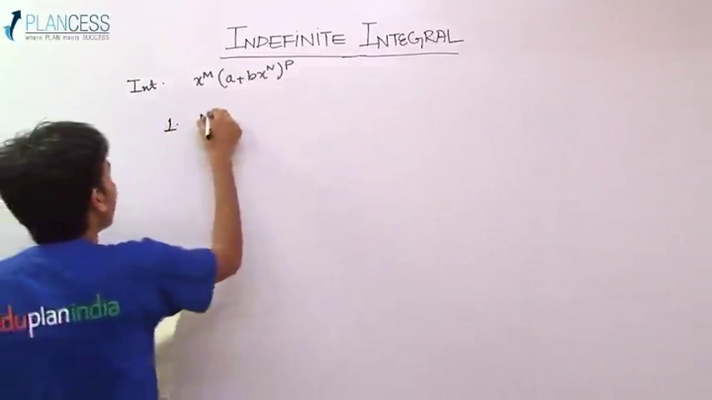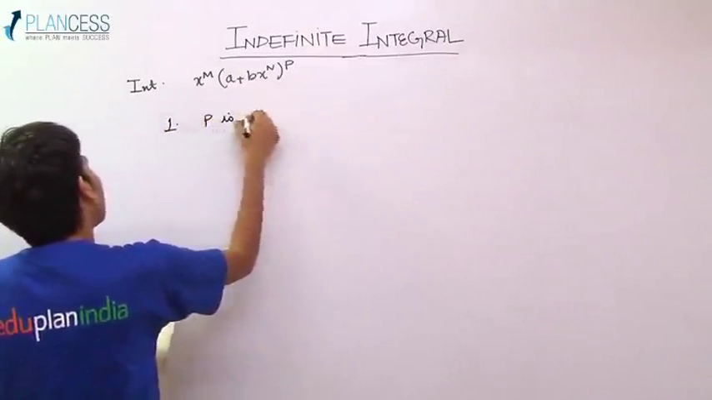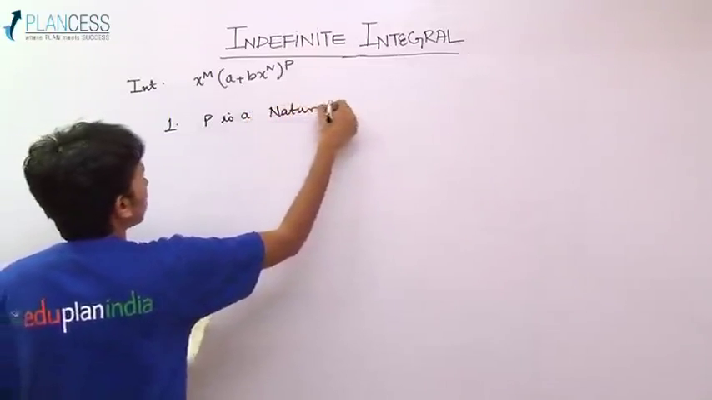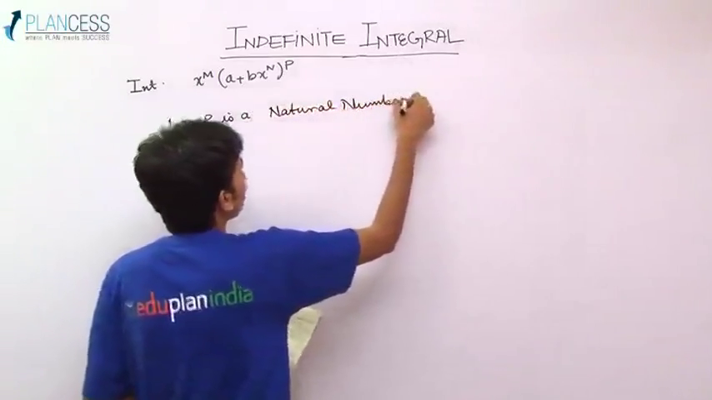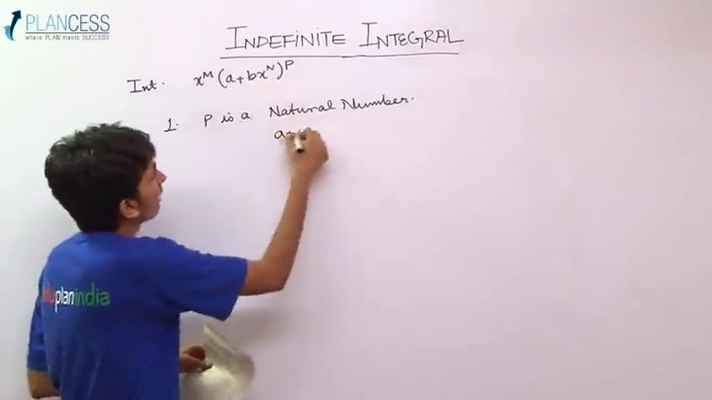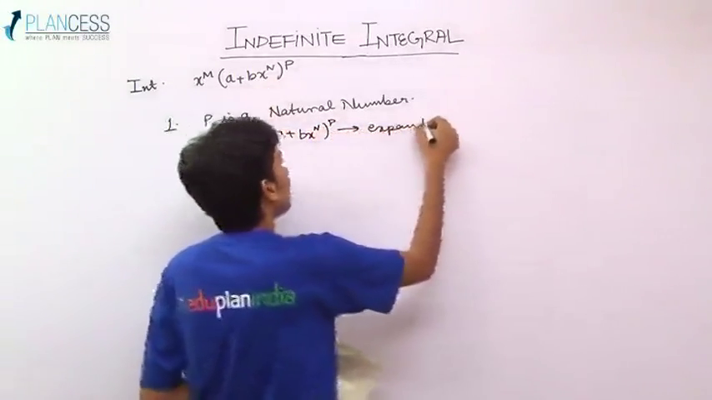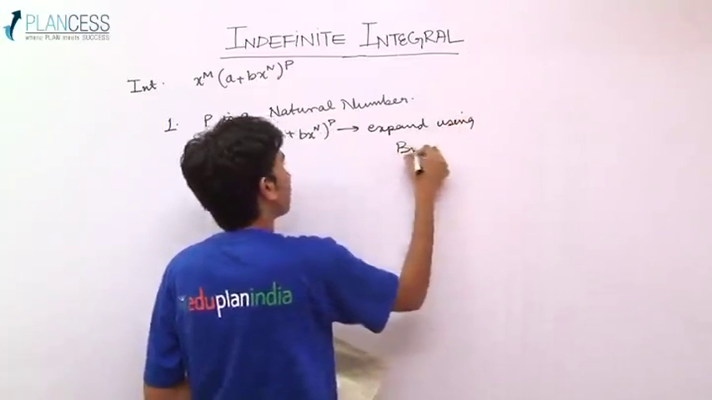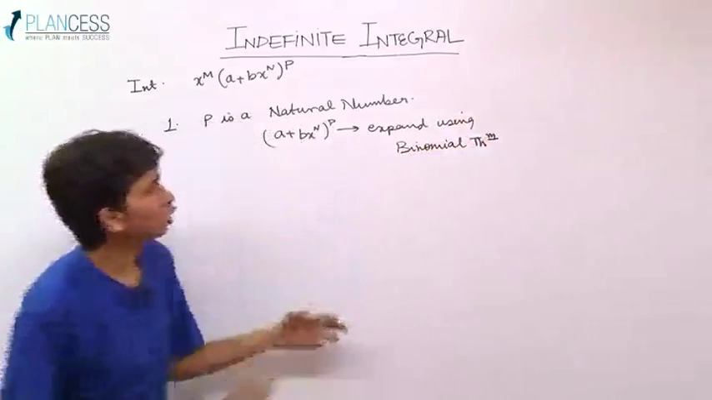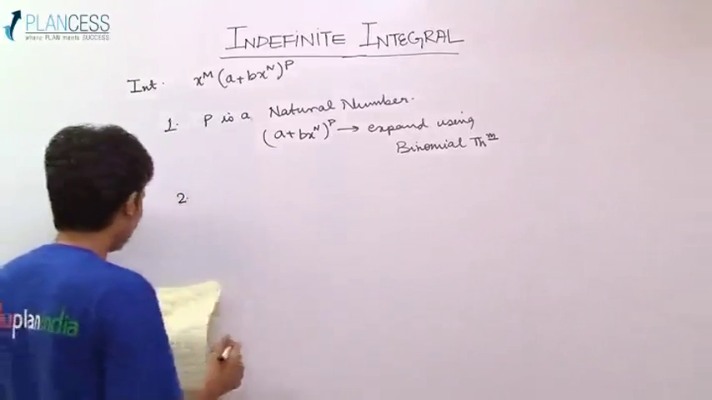The first case is simple, that is, P is a natural number. Then obviously the best way to do it is to open it by binomial theorem. If P is a natural number, expand (a plus bx raised to capital N) raised to P using binomial. You all know what binomial theorem is, I assume. If you don't, you will learn it, but you should know binomial theorem. So expand it, integrate it. This is very easy. Everyone could have thought of that if you were asked in a question.